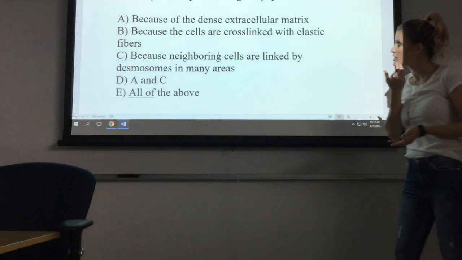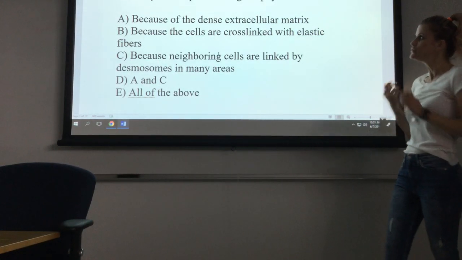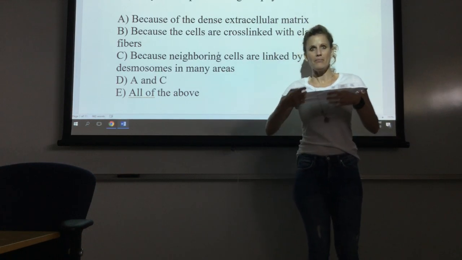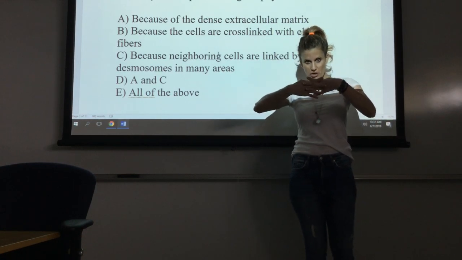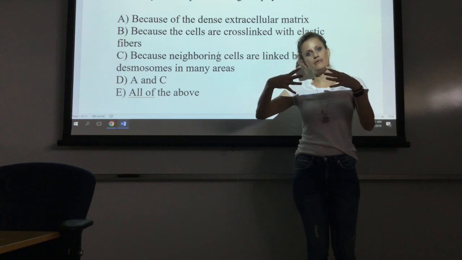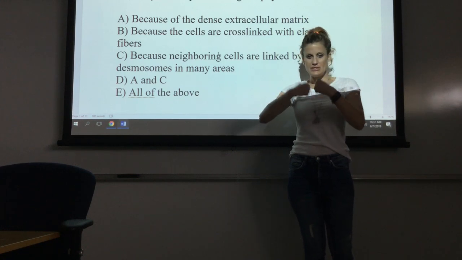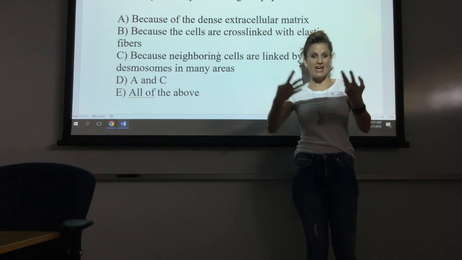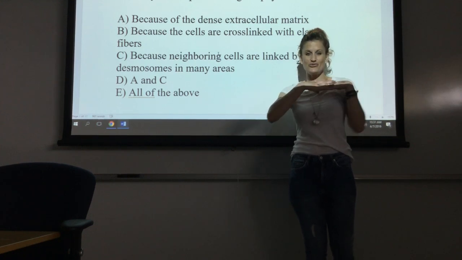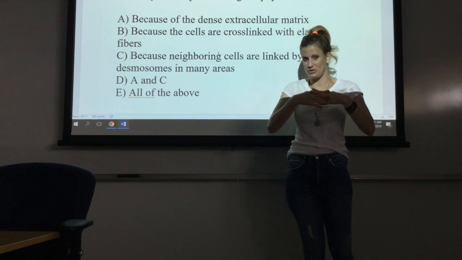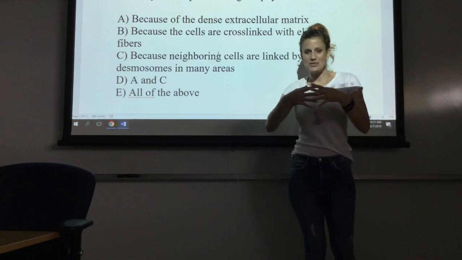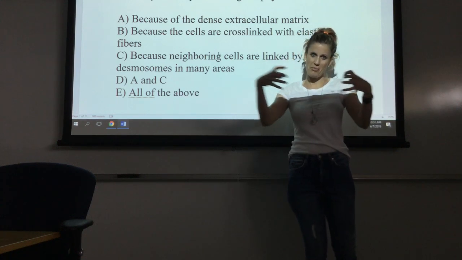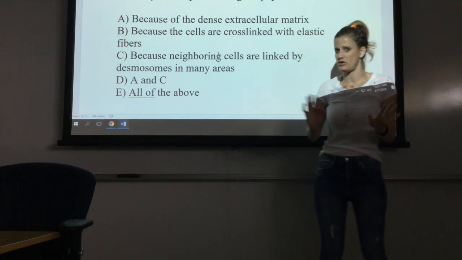Because the cells are cross-linked with elastic fibers? No, that actually wouldn't make the skin a good barrier. The cells are cross-linked with each other, but by keratin fibers. And we see that they're connected with desmosomes too. But both of those things, the keratin fibers cross-linking, keratin is really strong. It's a stiff protein. If the cells were linked with elastic fibers, they could separate. Right? You could just push through and the cells would pop apart and then snap back and it wouldn't be a very good barrier.